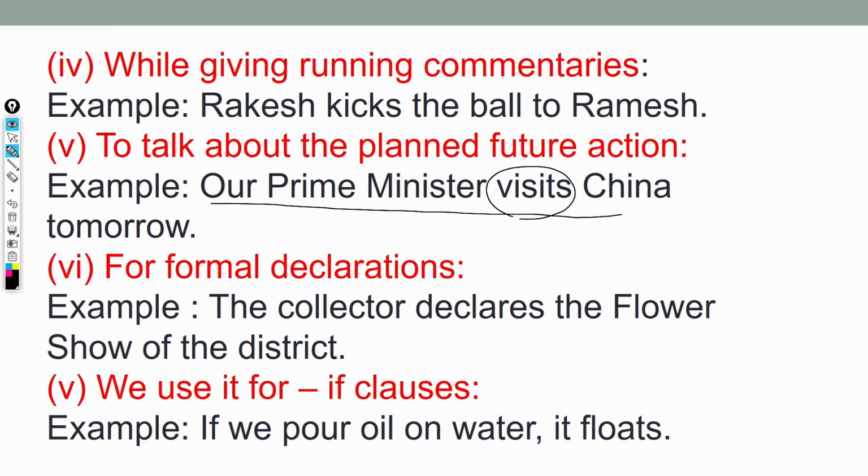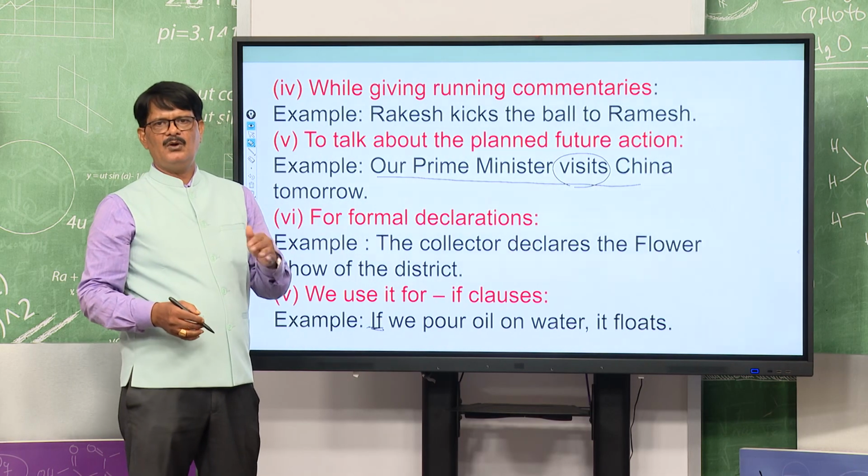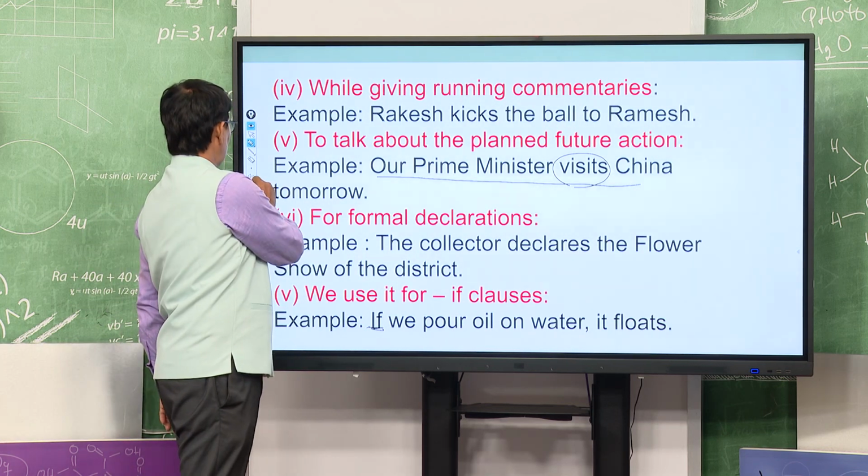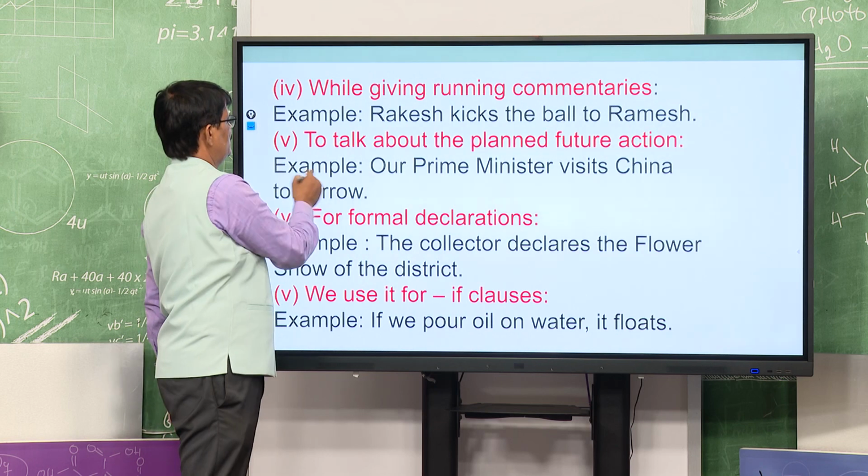And the next one is for formal declaration. The collector declares the flower show of the district open. Another use is for if clauses. If we pour oil on water, it floats. Here the if clause is there. Understood? That is about the present simple.